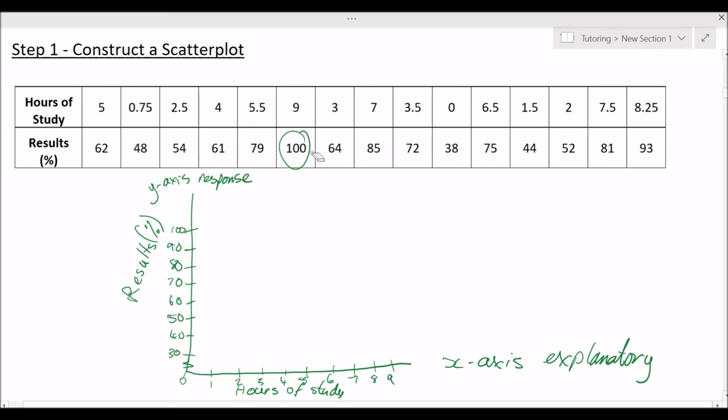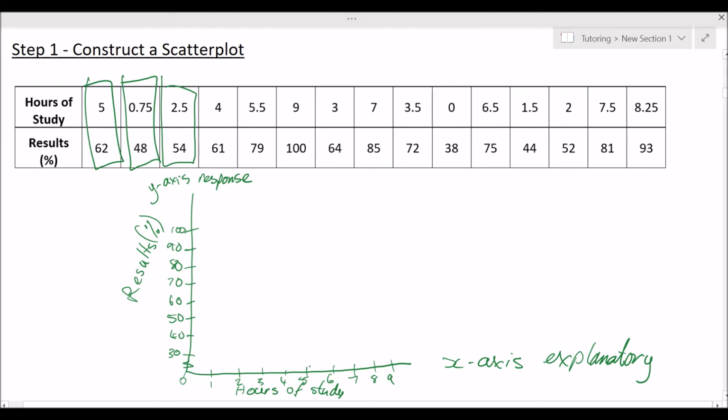So each of these is a dot. So this is person number 1, studied for 5 hours and got 62%. That's going to be 1 dot. The next person studied for 45 minutes, or 0.75 of an hour, and got 48%. And then the third person studied for 2. You see what I mean? So each one is a discrete dot.